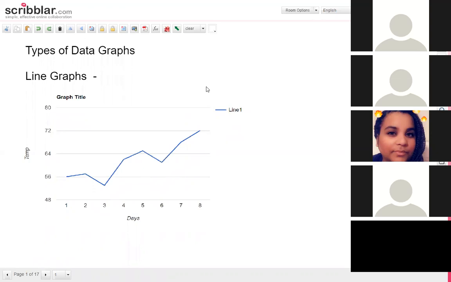So a lot of the statistics problems are about graphs or about how to sample things, how to collect data, or about finding mean, median, and mode. So I wanted to go through all the different types of graphs we can use first. So one of the main type of graphs is called a line graph. This is best for data over time.